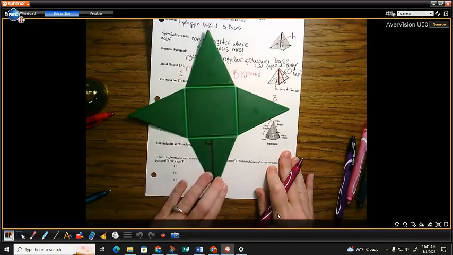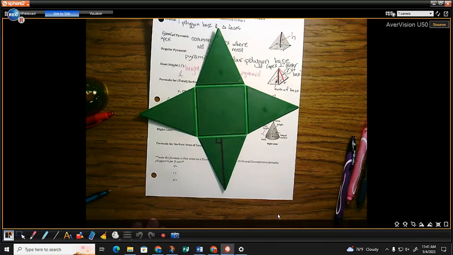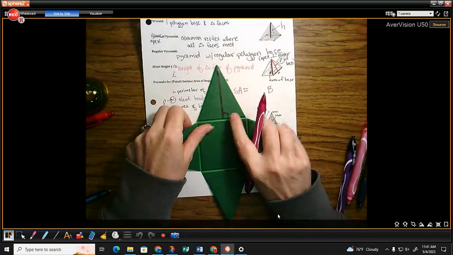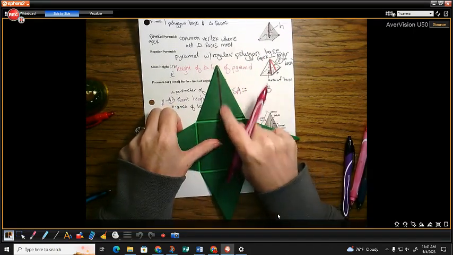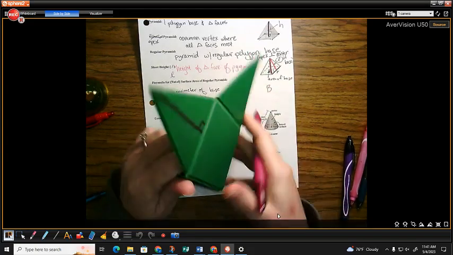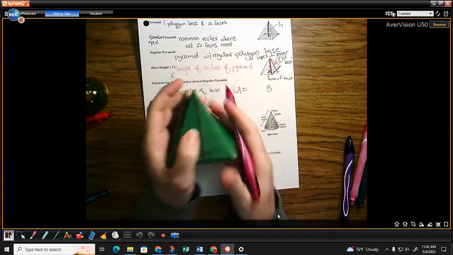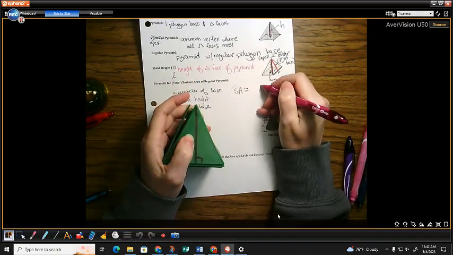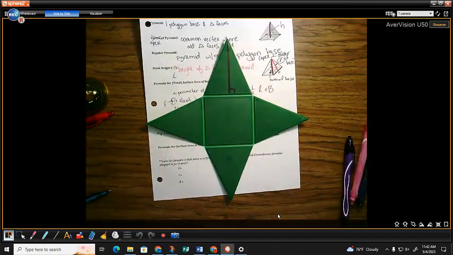What else am I going to need to find areas of? The triangles. How do I get the area of a triangle? 1/2 base times the height. Well, this height is what on my pyramid? That's my slant height. Oh my gosh. So I'm going to need my slant height, and I'm going to need 1/2. Now, the question is, do you want to have to find each triangle individually? No, because you're lazy.